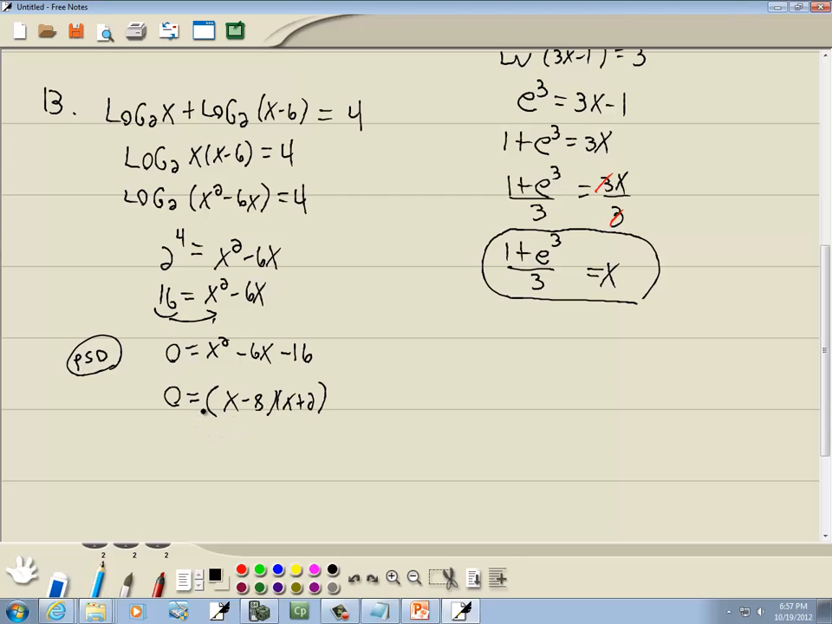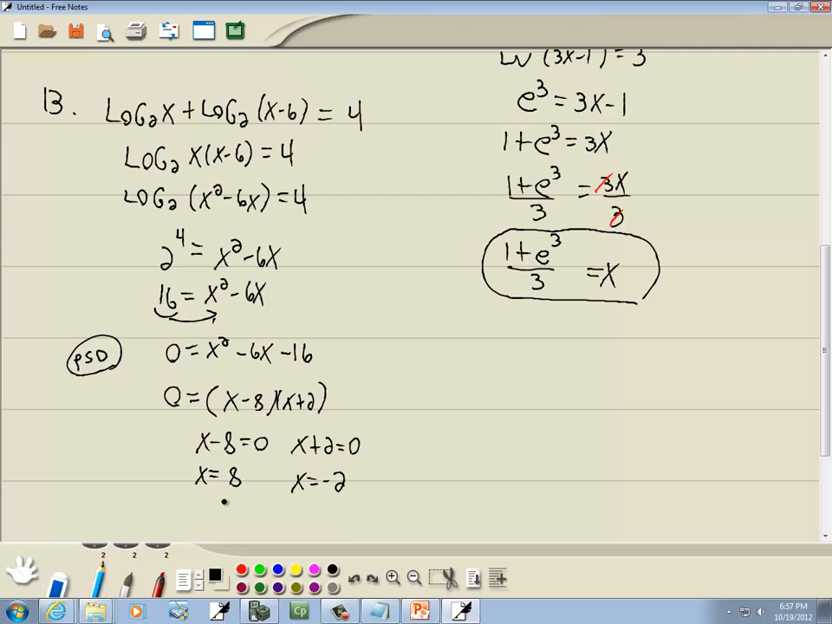Zero factor property from college algebra. You get 0 on one side, you factor the other side, and you set each factor equal to 0. So I'll set x minus 8 equals 0 and x plus 2 equal to 0. And solve this, and we get x equals 8 and we get x equals negative 2, maybe.